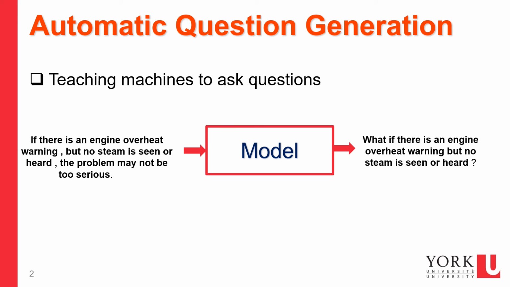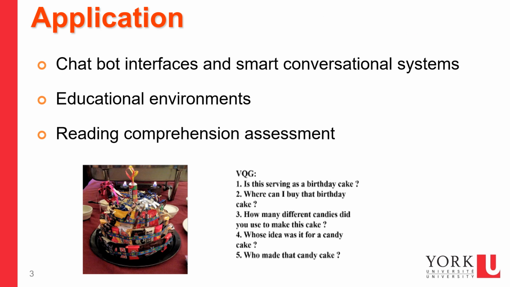For question generation, we want to train a model which learns to ask a question. For example, the input of this model is a sentence, and the output of this model is the question. So we want to design a model which can generate questions automatically for us.